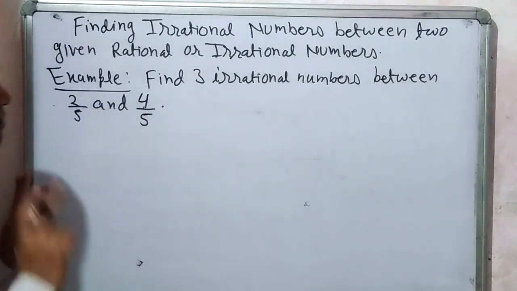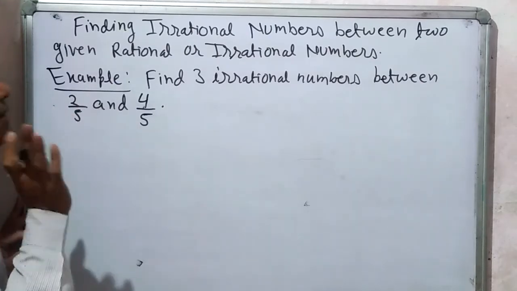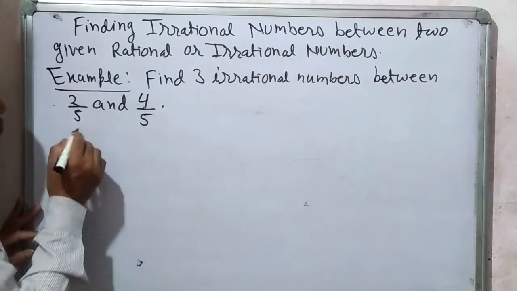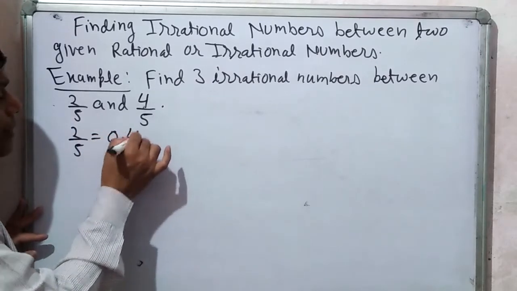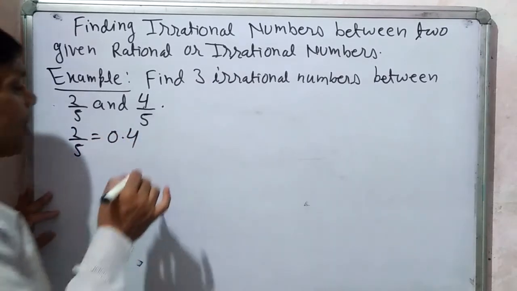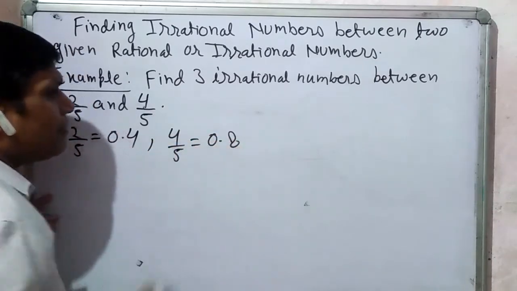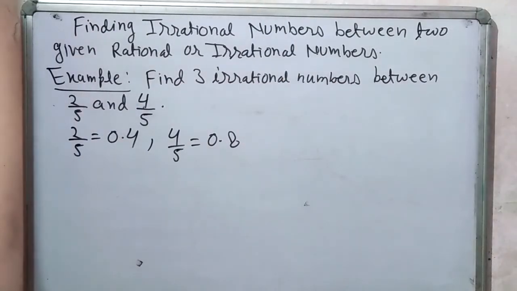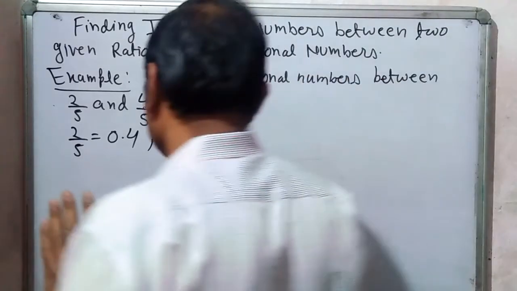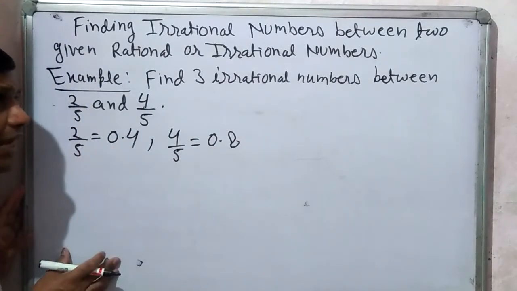What we'll do, we'll first convert these numbers into decimal. They may be terminating or they may be non-terminating recurring. When we convert 2/5, what we get is 0.4. When we convert 4/5 into decimal, we get 0.8. That means the irrational numbers that we need should be between 0.4 and 0.8.